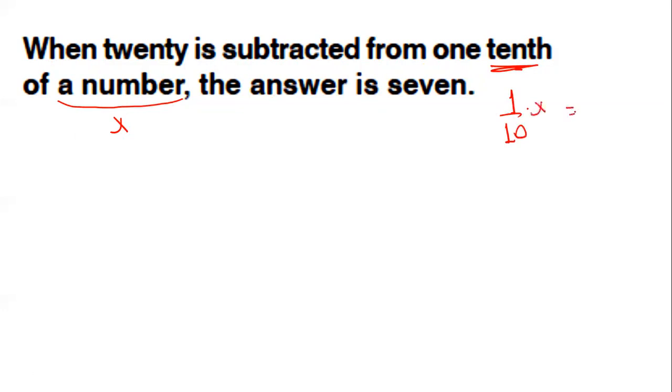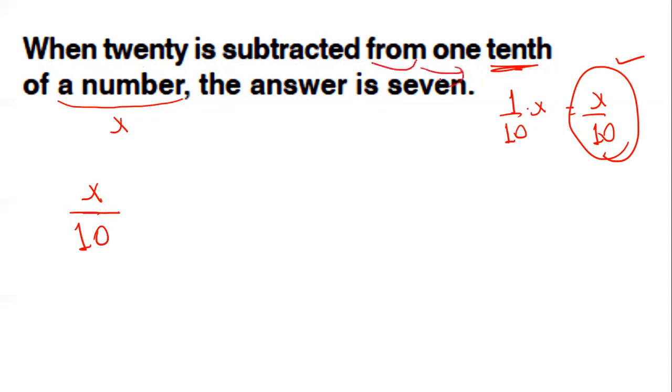It was like this, or x over 10. You can use any of them, but I want to use this one. So that will be 1/10 x, or x over 10. See, notice there the question said "from." That's why this 1/10 is going to be on the left side, this side, and minus 20, 20 will be on the right side, this side.